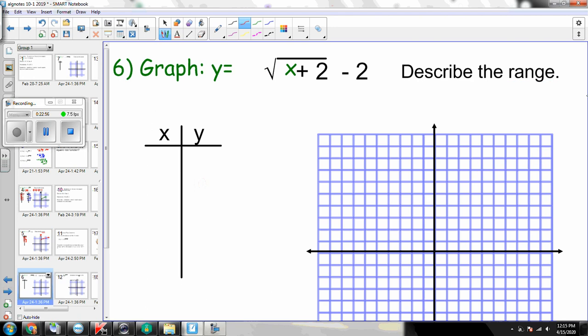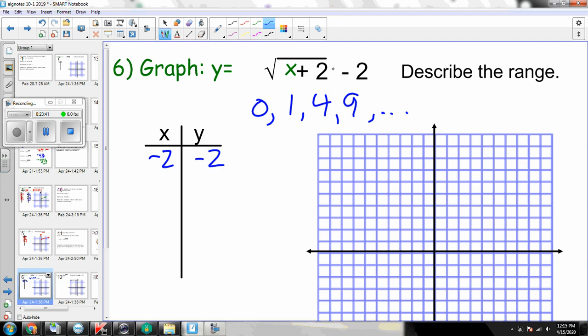All right, number 6. We're going to graph and describe the range. So I notice I have an x plus 2 under the radical. And the way I'm going to make my xy table is I'm going to think about 0, 1, 4, 9, my perfect square numbers. So first I'm thinking, how can I make what's under the radical 0? What can I add to 2 here to get 0? What could x be? Well, x could be -2, because if I add -2 and +2, I get 0. Then I would have the square root of 0, which is 0, minus 2. 0 minus 2, that would give me a -2.